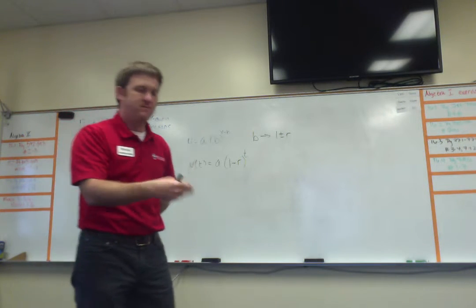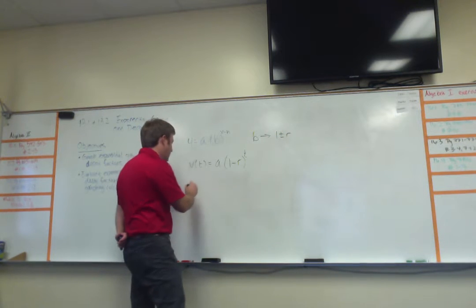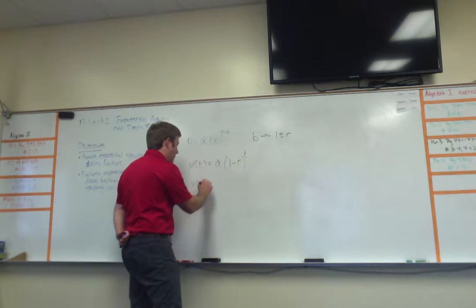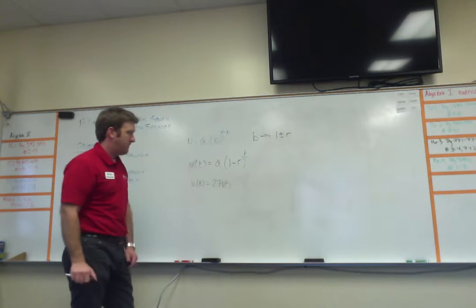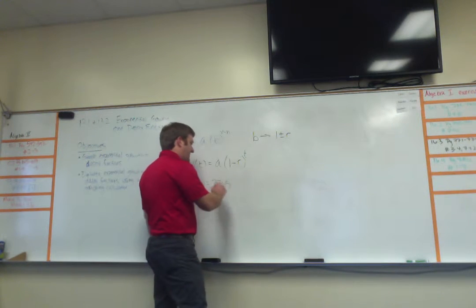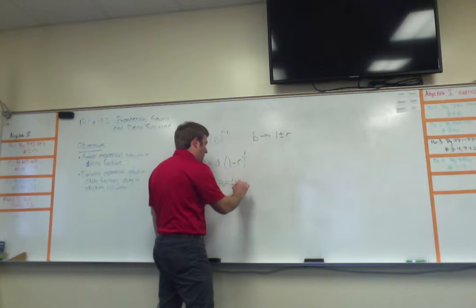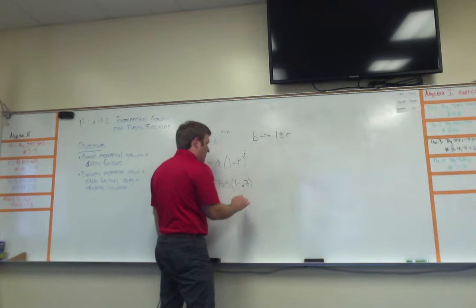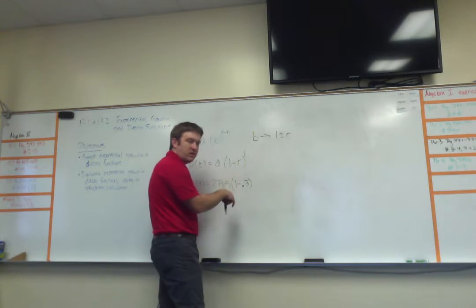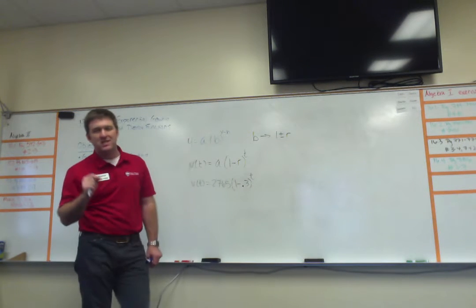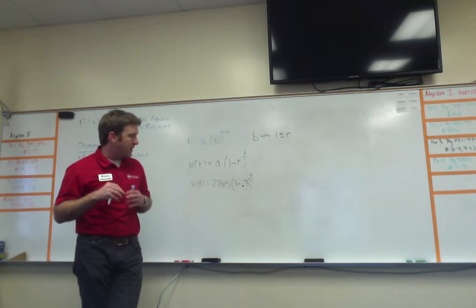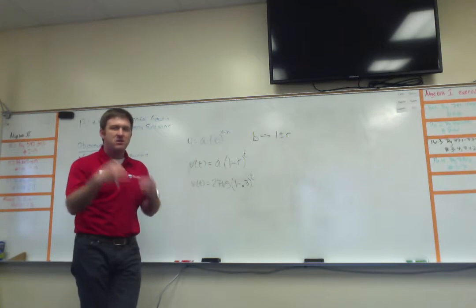Okay? So in this case, I have V of t equals 2,765. Okay? That's the initial value times 1 minus 0.3 because it goes down by 0.3 each year. And I'm going to raise that to the t power, t in years, because I'm multiplying by 1 minus 0.3 each year. Okay?